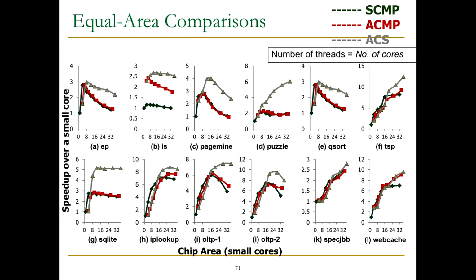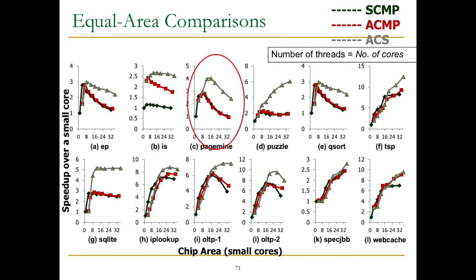So what do I mean by those best points? Whenever you compare parallel performance, you should really look at things like this. Basically, PageMine over here. You have 32 cores, let's say, chip area in terms of small cores. And this is the speedup over a small core on the y-axis. Everything starts at 1.